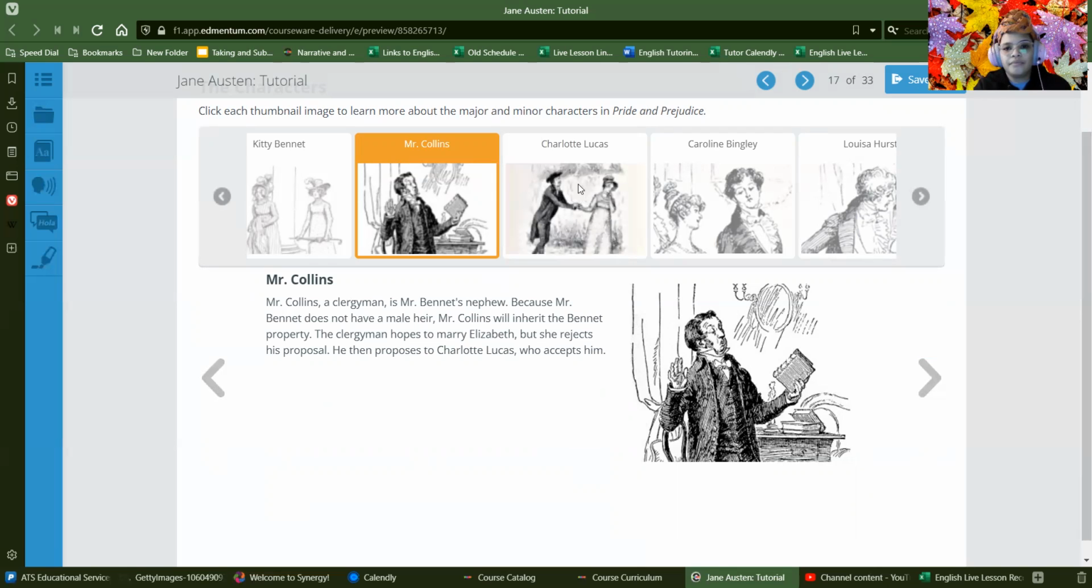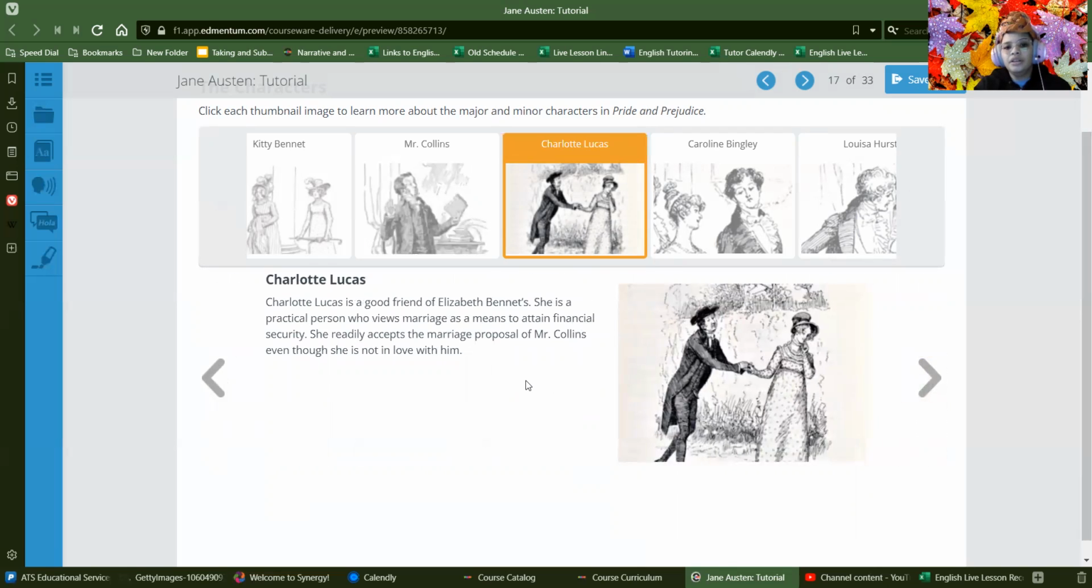Charlotte Lucas is a good friend of Elizabeth's. She's a practical person who views marriage as a means to attain financial security. And she readily accepts the marriage proposal of Mr. Collins, even though she's not in love with him. So you get a lot of different perspectives from people at this time. So there are people like Charlotte Lucas and also like Mrs. Bennet that are kind of focused on the fact that women need to be taken care of in this time period if they can't inherit money on their own.